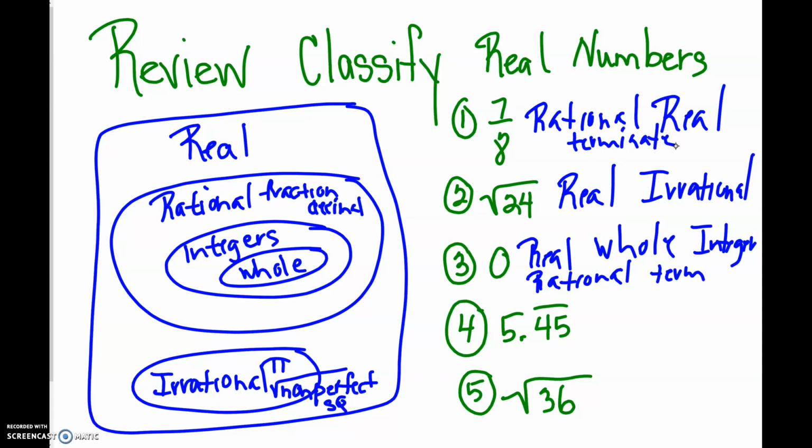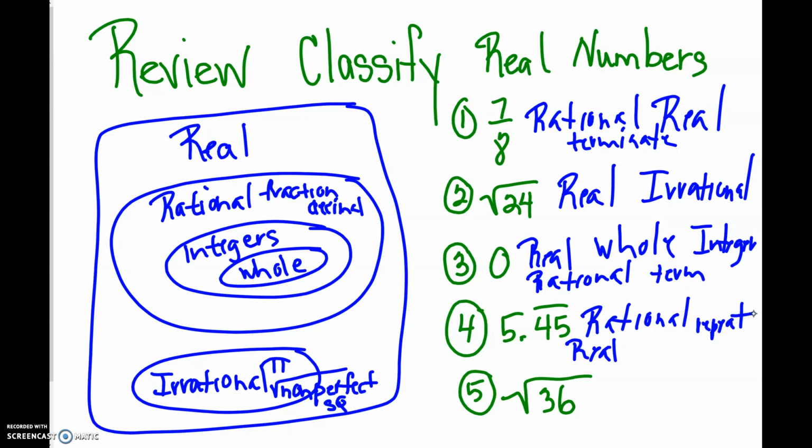All right, 5.45. Well, let's see, we put decimal in here for rational. So this is going to be a rational number, and it is real. All numbers are real. And you can see that repeating part, so we would say that this is repeating.